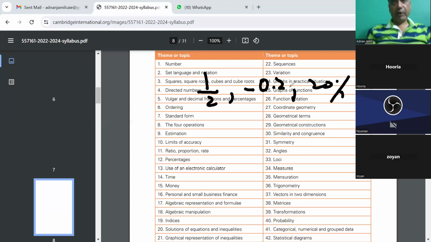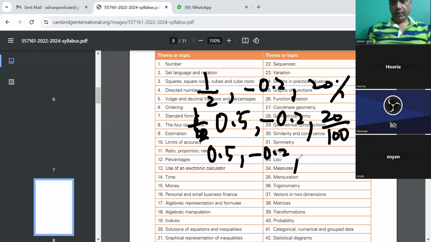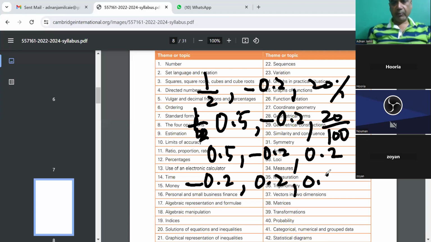So either you convert everything into fractions with the same denominator or decimals, it's up to you. What I generally do is write down 0.5, minus 0.2, and 20% is 20 upon 100, right? So it is 0.5, minus 0.2, and 0.2. If I arrange it from the minimum to maximum, it will be minus 0.2, 0.2, and 0.5.